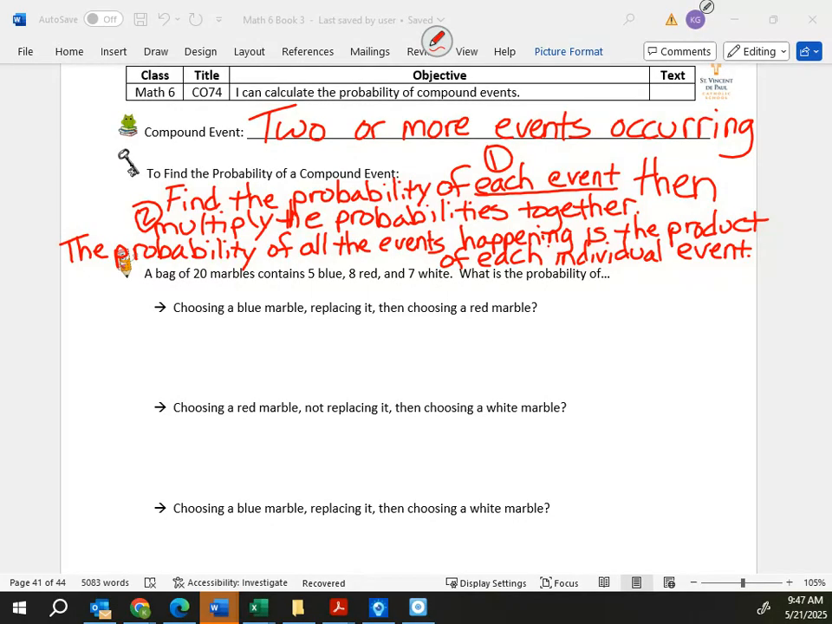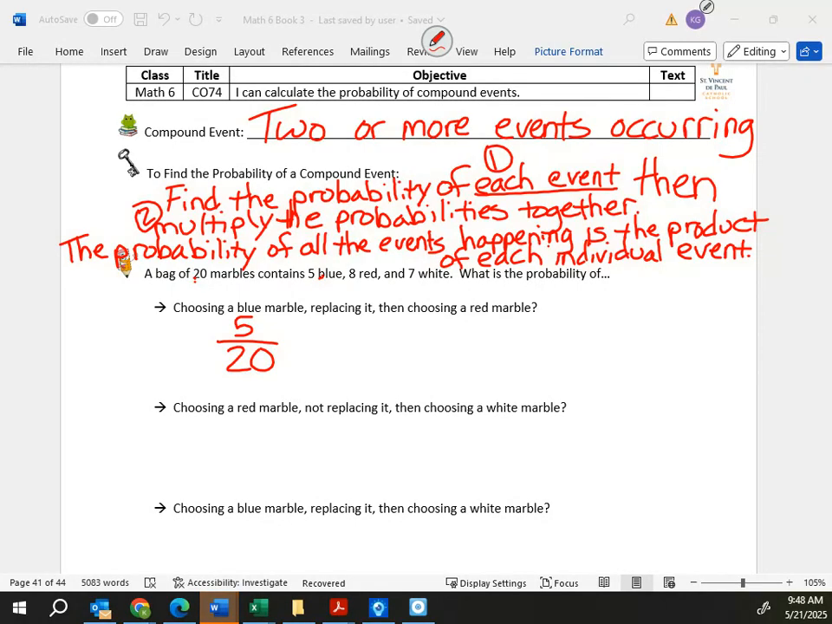So a bag of 20 marbles contains 5 blue, 8 red, 7 white. What is the probability of? So we've got our bag with all those different colors in it. What's the probability of choosing a blue marble, replacing it, and then choosing a red marble? So what would my first step be? Emma? 5/20. Why 5 over 20? Because there's so many blue marbles there. There are 5 blue marbles and there's 20 altogether. So that's my first event, choosing a blue marble. So the probability would be 5 out of 20.